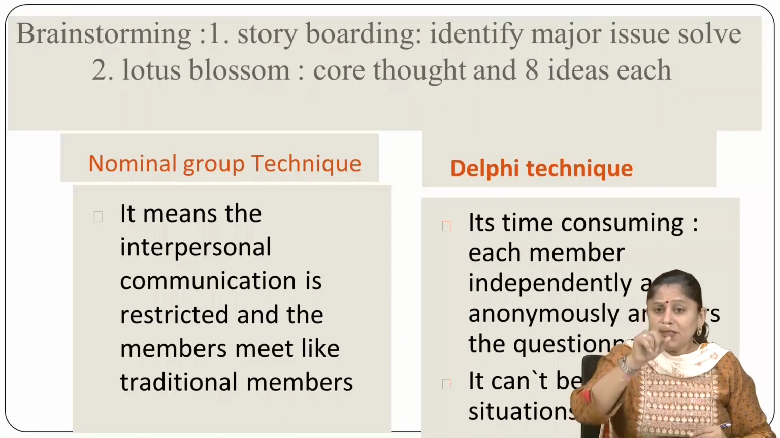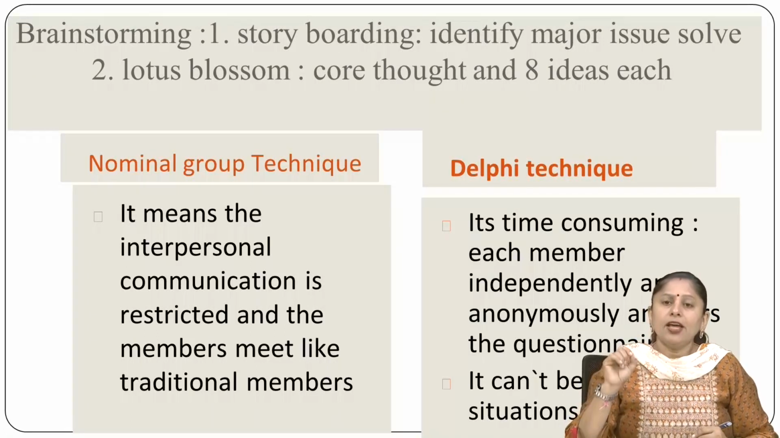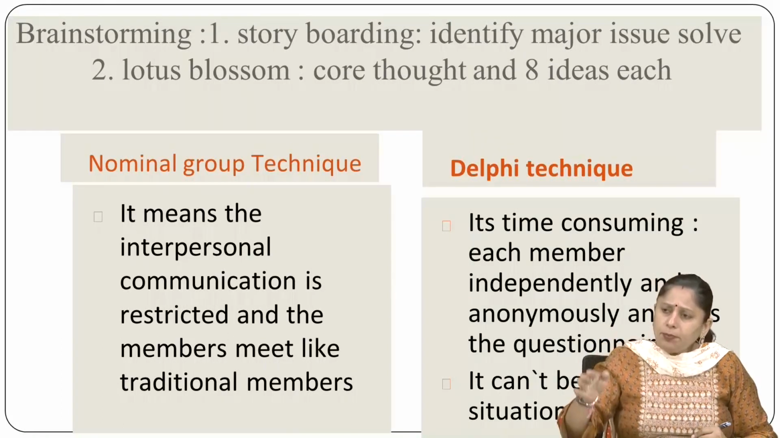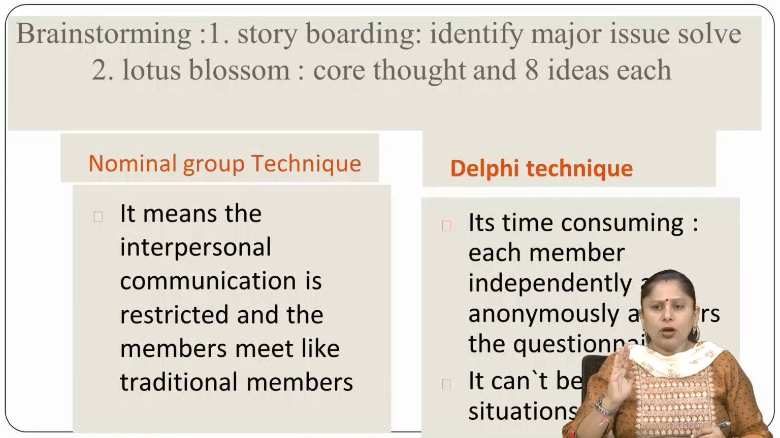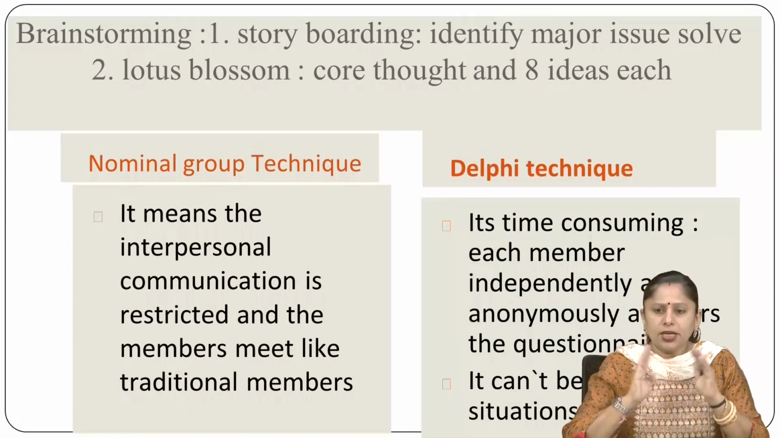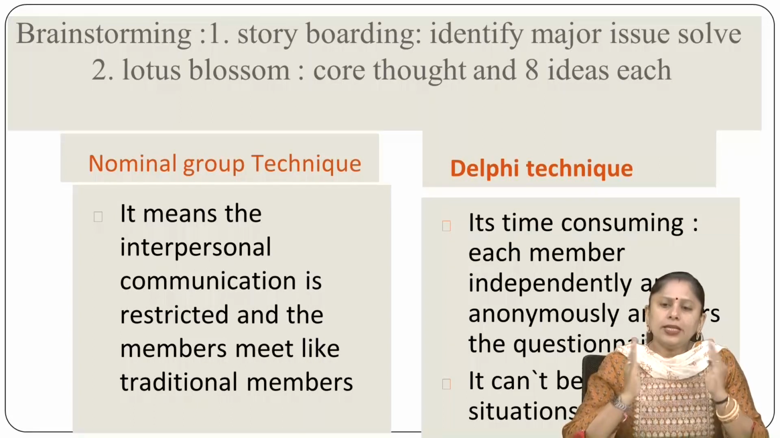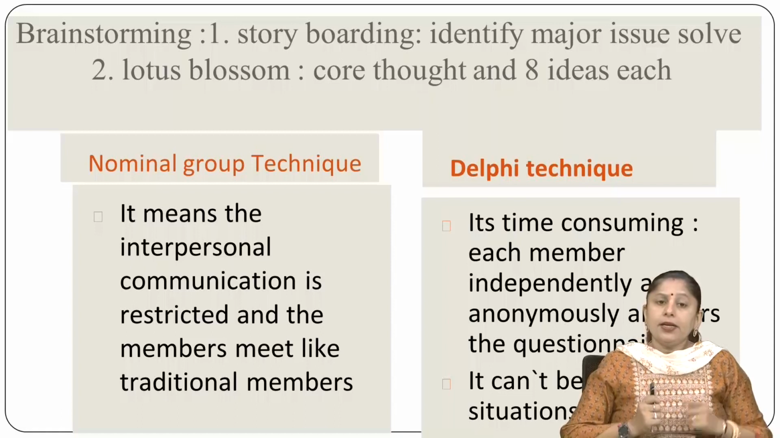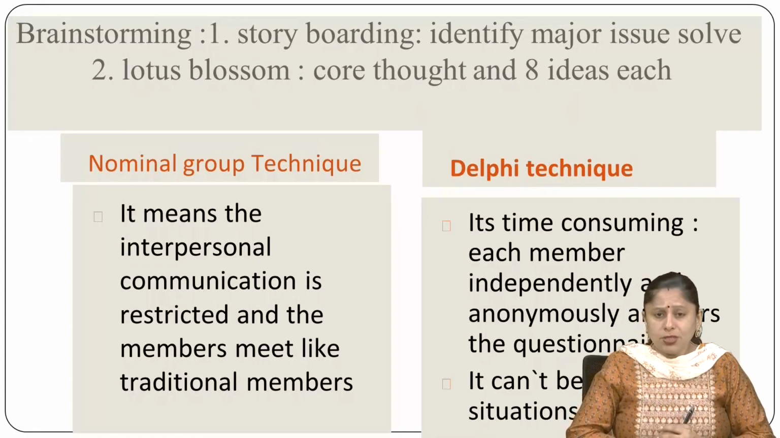It is known as storyboarding technique, where you identify the major topic merely and the subtopics are kept aside, and after identifying the major topic, major issue, the team are trying to solve the problem. That is storyboarding. Now, what is lotus blossom technique? That also we have to understand.